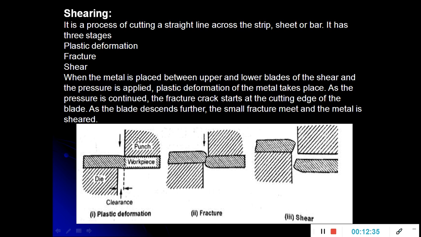Now when the punch applies pressure on the workpiece, initially plastic deformation takes place. When the force is further increased by the punch, a small crack is initiated, which is known as fracture. When the fracture continues due to the continuous application of force by the punch, the shearing happens, and the sheet is cut according to the size provided by the clearance. In this way the shearing happens.